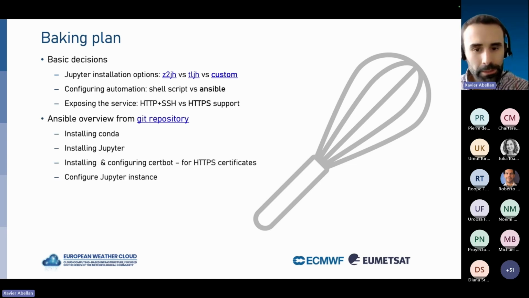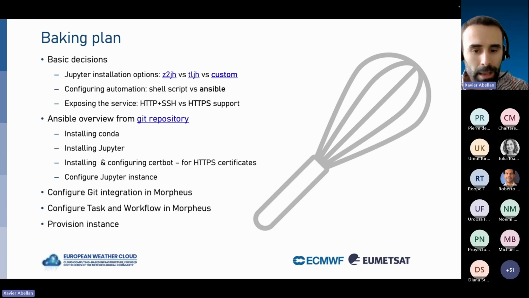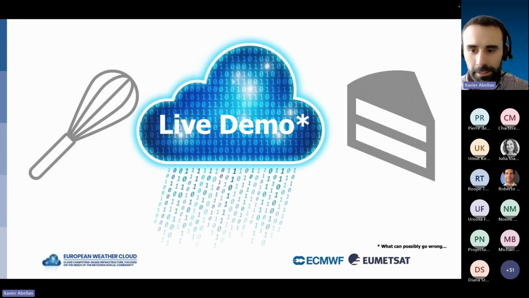Next thing that we're going to do is to have a bit of an overview of the Git repository that I mentioned, where we have all the Ansible automation. I'll go through those different elements on how to set things up, and later we will configure all the integration with our cloud orchestrator Morpheus, which will allow us to provision the instance and execute that workflow on top, so we can have everything up and running in no time. So let's go to the live demo. What can possibly go wrong here?